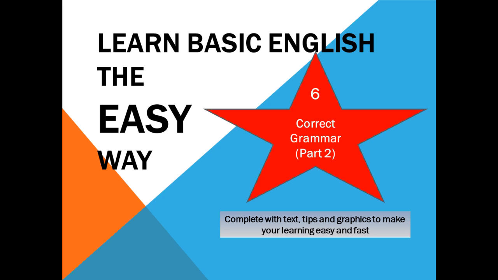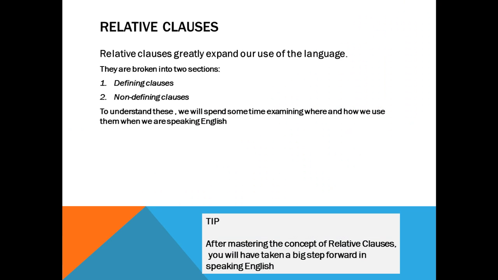This time we'll be looking at Part 2 of correct grammar. We'll be looking at relative clauses. Relative clauses greatly expand our use of the language. They're broken into two sections: defining clauses and non-defining clauses. To understand these, we'll spend some time examining where and how we use them when we are speaking English. And the tip down the bottom: after mastering the concept of relative clauses, you'll have taken a big step forward in speaking English.